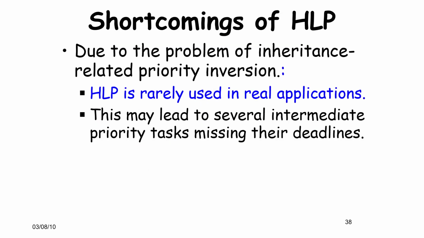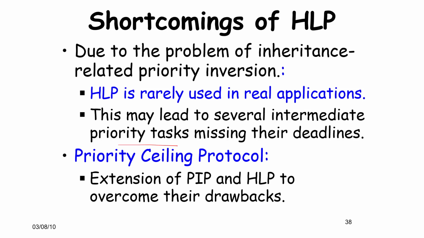So our main problem is this problem of inheritance related priority inversion. That is why HLP is rarely used in real applications, because intermediate priority tasks might start missing their deadlines. That is why we will take a look at the priority ceiling protocol in the next lecture. All right. So this finishes this lecture. In the next lecture, we will discuss the priority ceiling protocol.